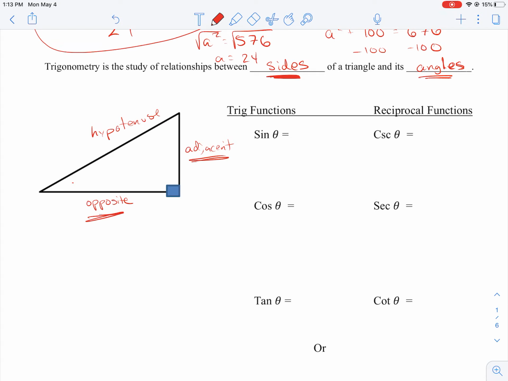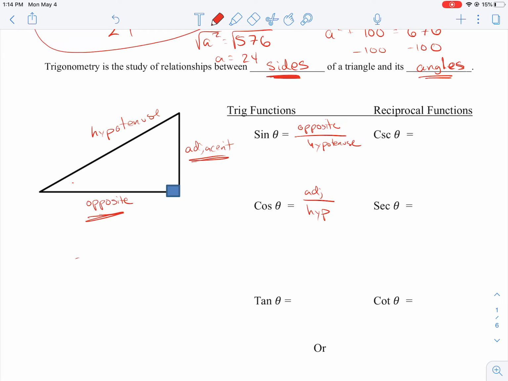So sine stands for opposite over hypotenuse. Sine of theta. Let me just write this up here. Sine is equal to opposite over hypotenuse. Cosine is equal to adjacent over hypotenuse.